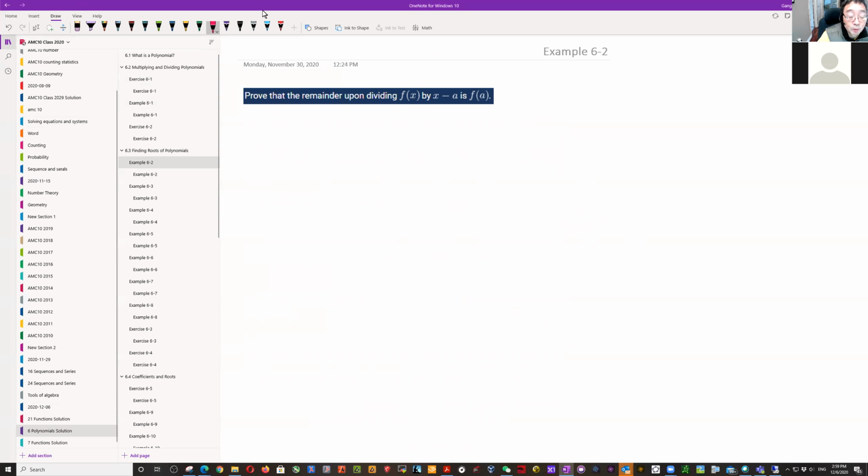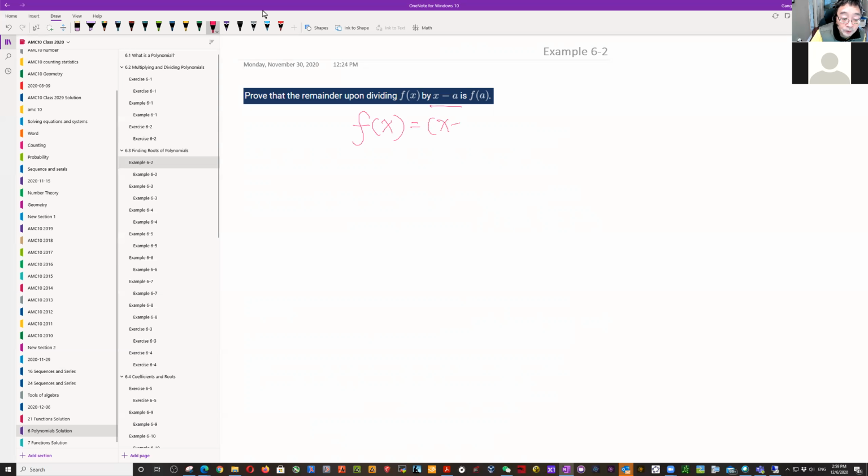So this is a very important result, an extremely important result: the remainder upon dividing f(x) by x minus a is f(a). This one is actually not too hard to prove. Basically, I can write it in quotient form, divided by x minus a.